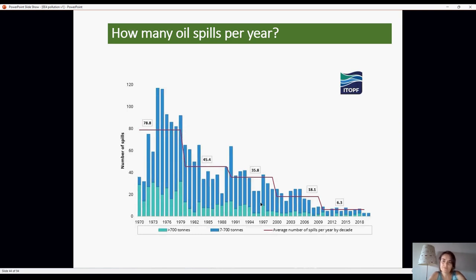Okay, someone's just written the Prestige in Spain. Yes, I remember that also, Galicia.